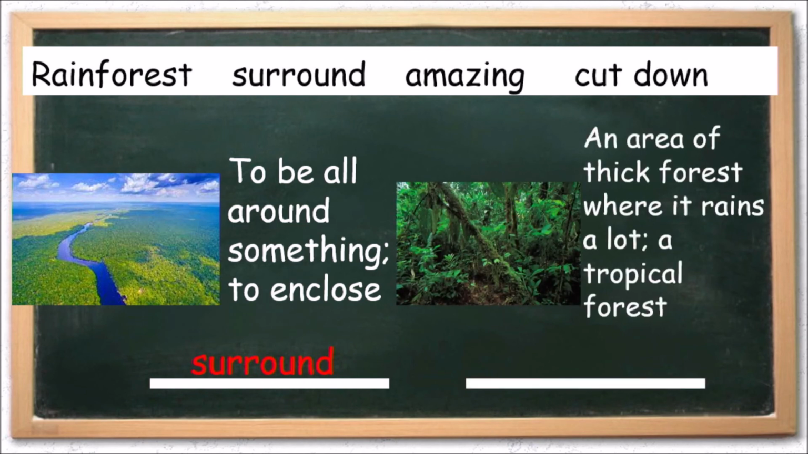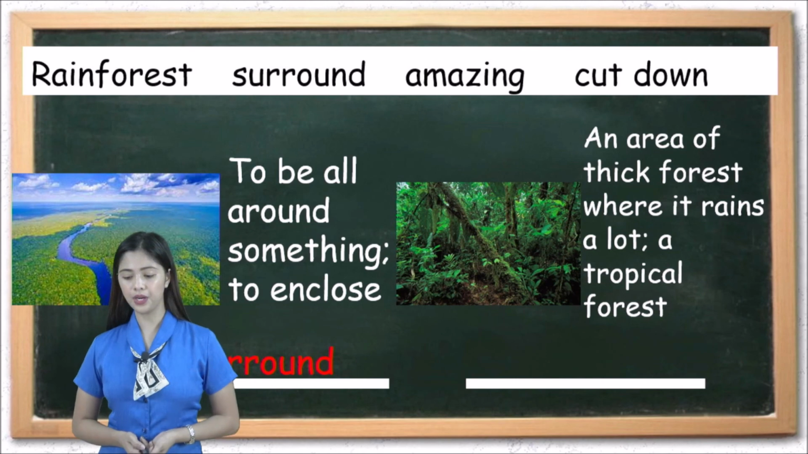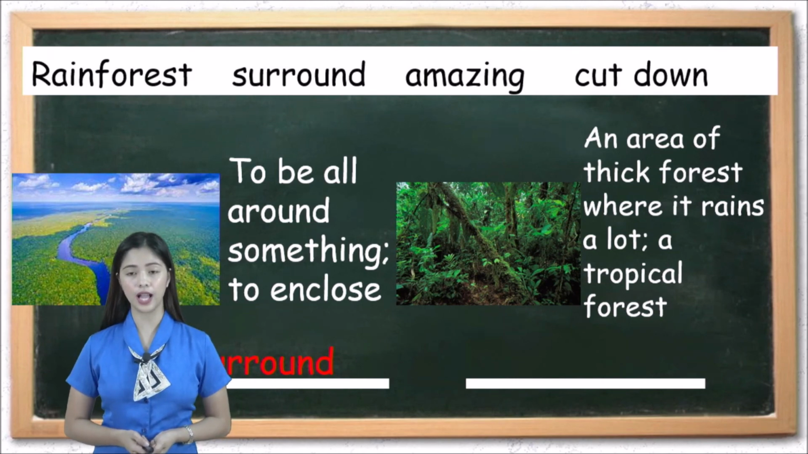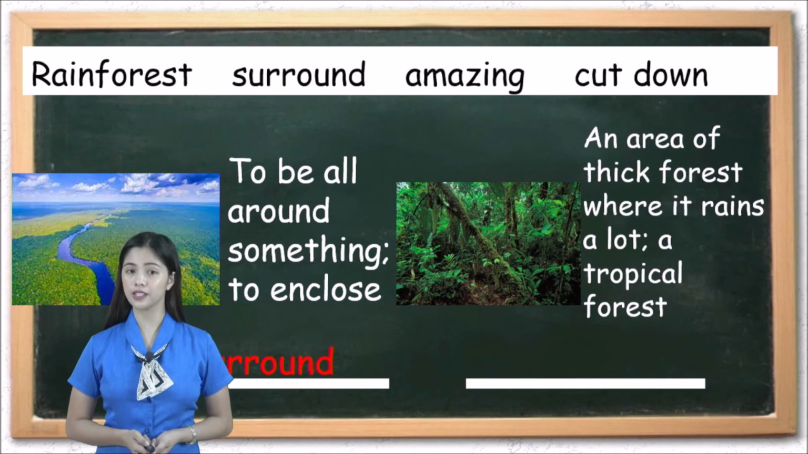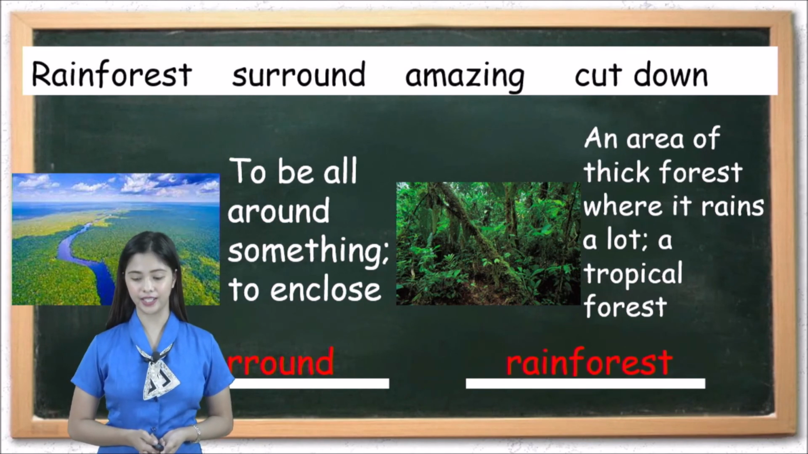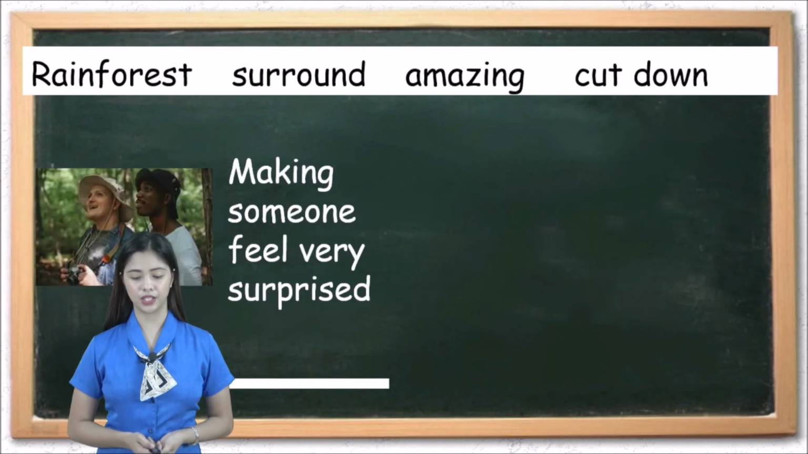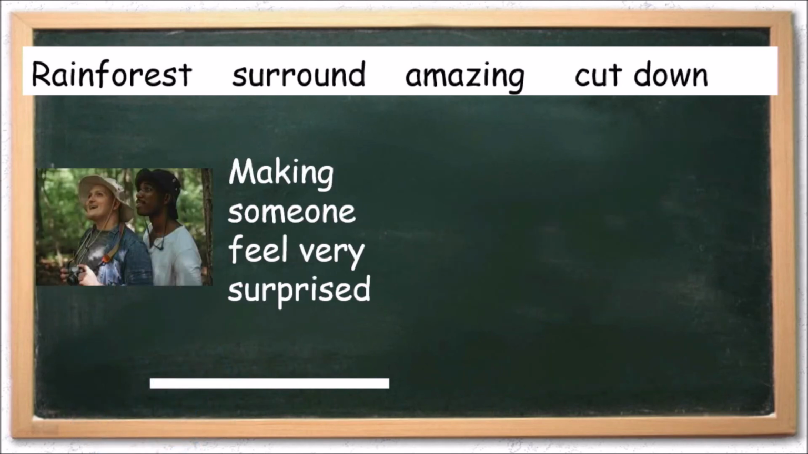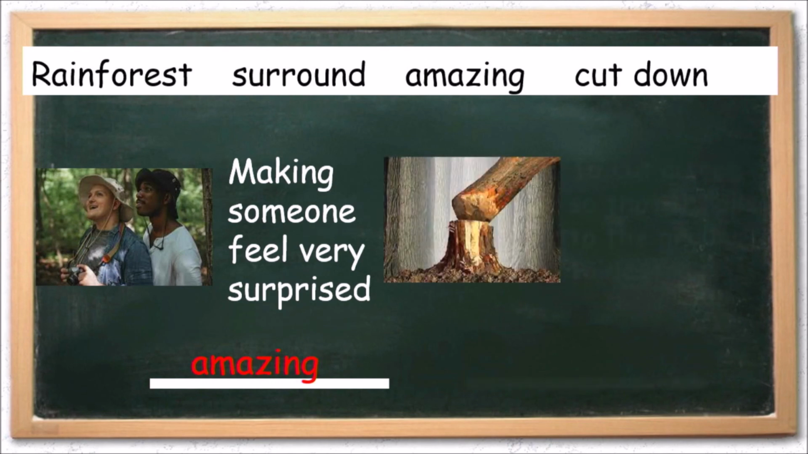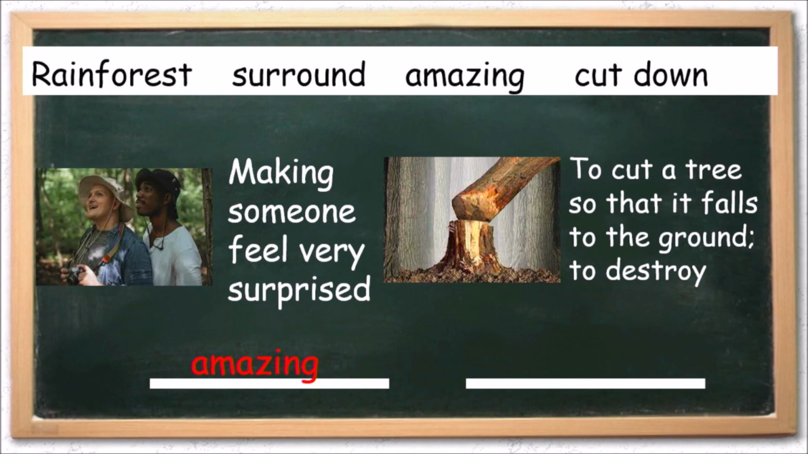For number 2, it is an area of thick forest where it rains a lot, also called a tropical forest. It is also known as rainforest. Very good. Next one, the third one. Making someone feel very surprised. So it means amazing. They are being amazed at what you want them to see. And for the last number, to cut a tree so that it falls to the ground, or to destroy it. So it means cut down, okay?